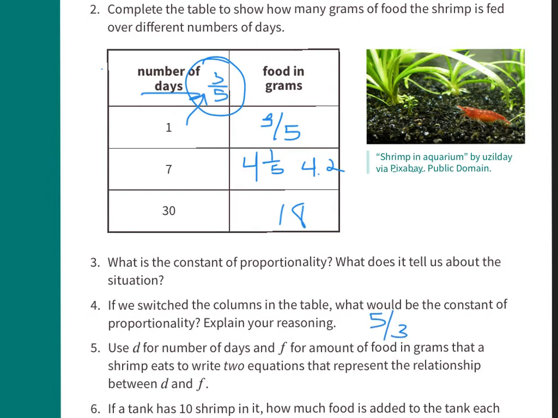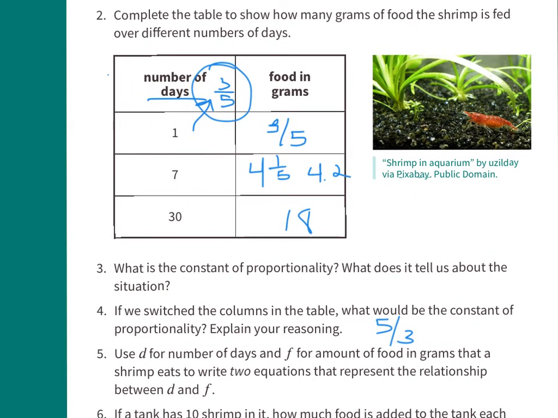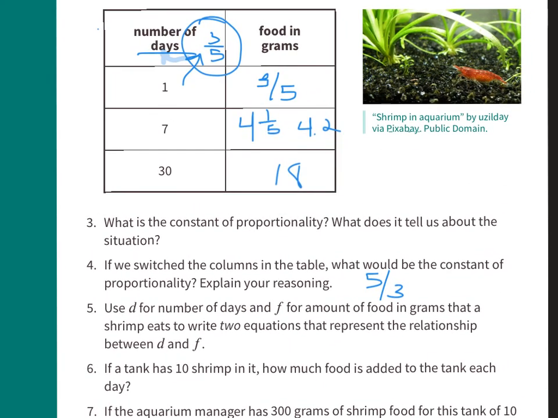Use D for number of days and F for amount of food to write two equations. Okay, so if we look here, 3/5 matches up with D. So if I'm going to write an equation, it would be 3/5 D equals F. Okay, and then if I flipped it, 5/3, well, 3/5 is with D here, so 5/3 is going to be with F equals D.